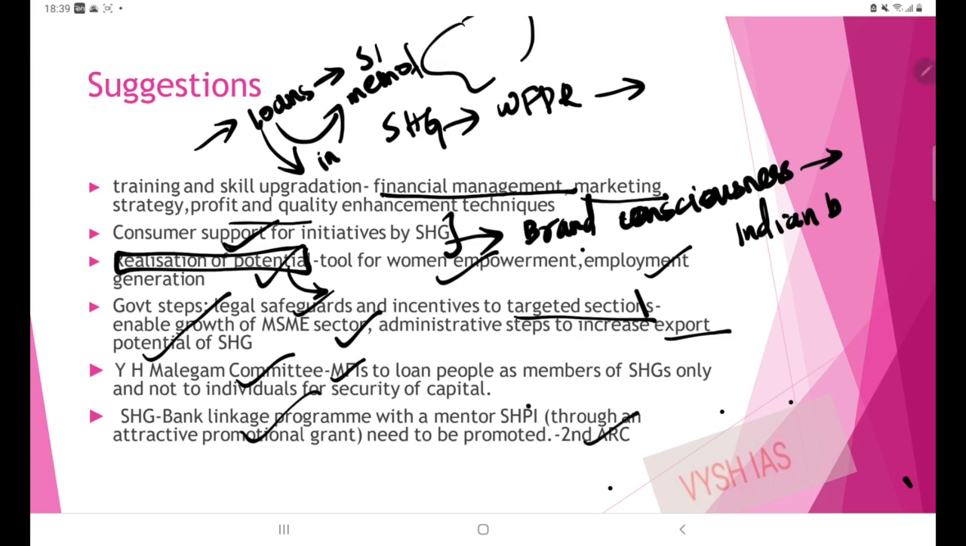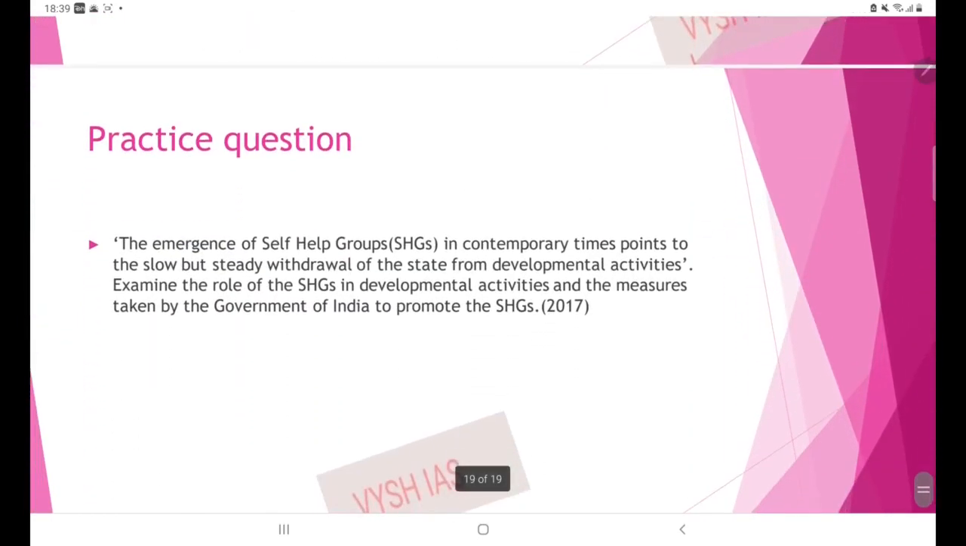So this is the recommendation of the Second ARC. So these two are value addition points which you can use. Okay, next, moving on to the practice question for this day.